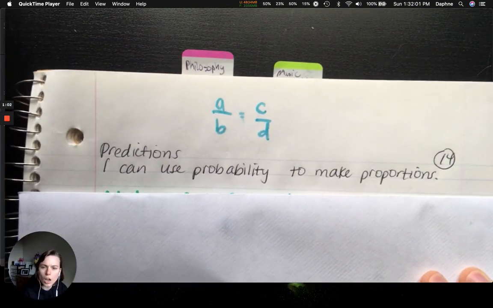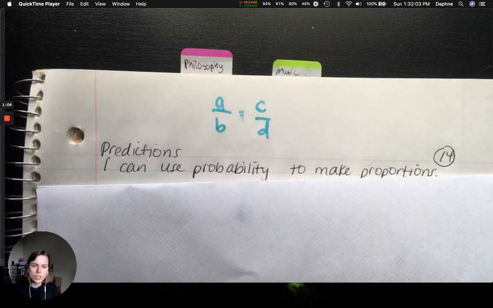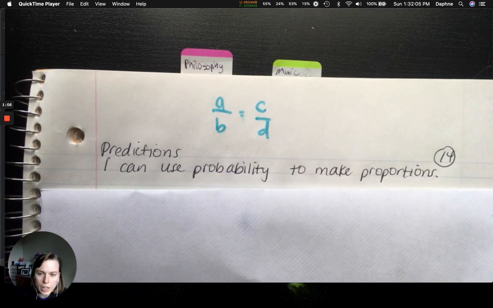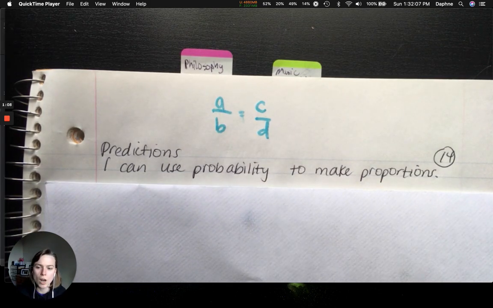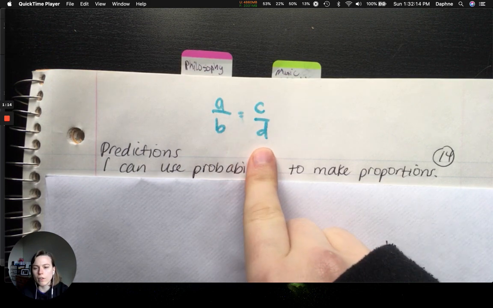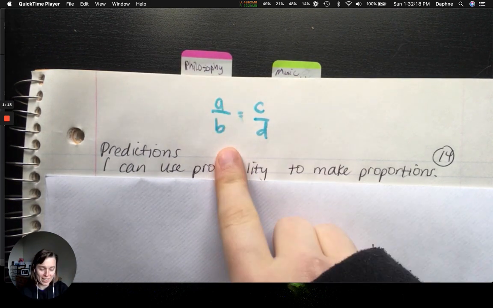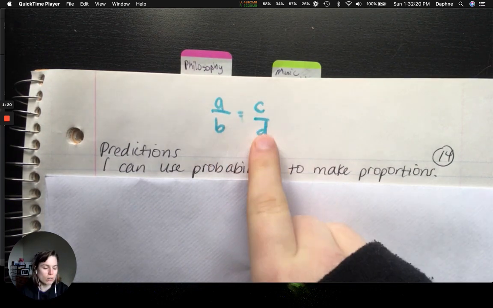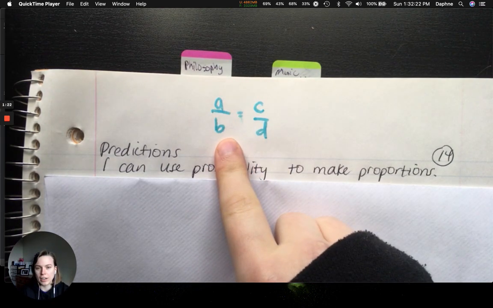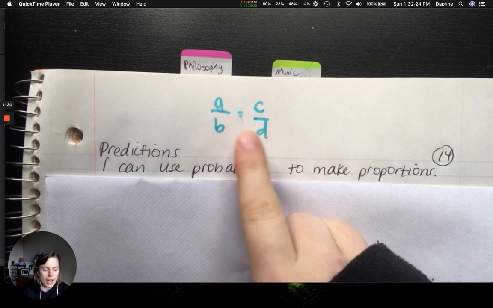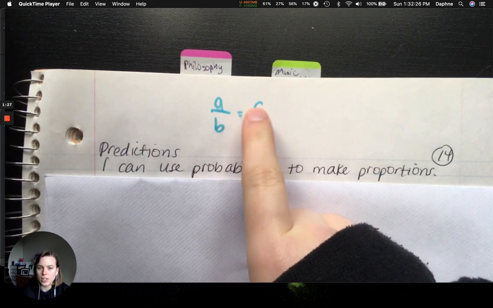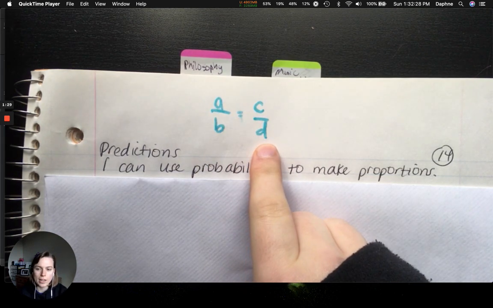here is our top. So title it predictions. It's page 14. Here's our learning target. I can use probability to make proportions. As a reminder, a proportion is a ratio equal to another ratio. In this case, and in all cases, they will be a ratio in fraction form, so ratio A to B, but in fraction and C to D, where A and C are numerators and B and D are denominators.